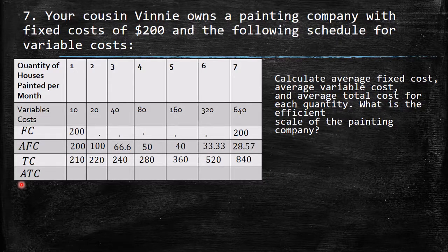And then with this information, we can already get the average total cost. As I said before, every time you have the average, you just need to divide by the quantities. So it's going to be this 210 over 1, this one over 2, this over 3, this over 4, this over 5, and this one then over 6, and this over 7.